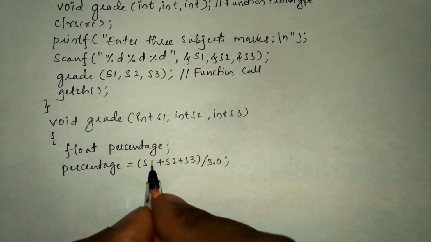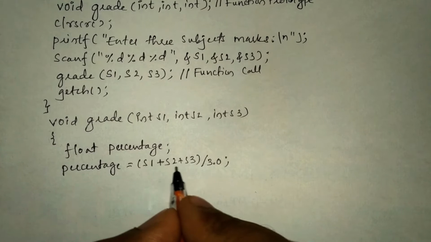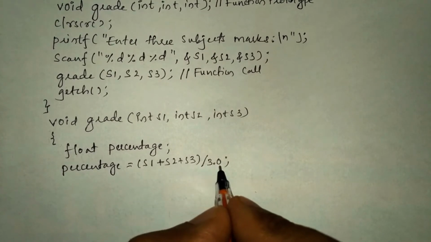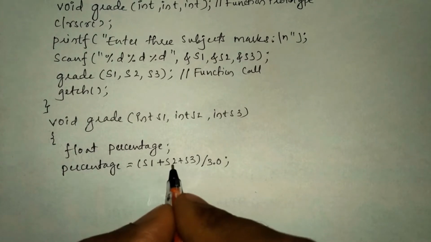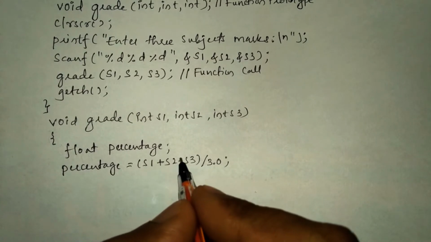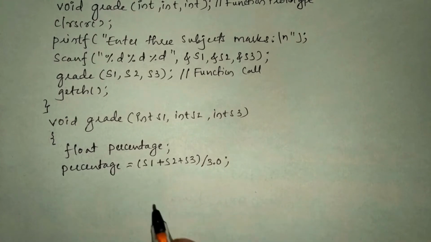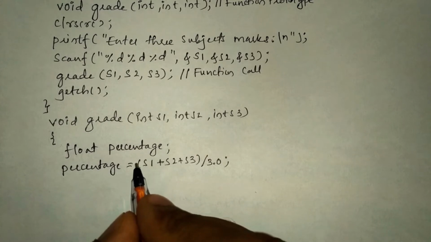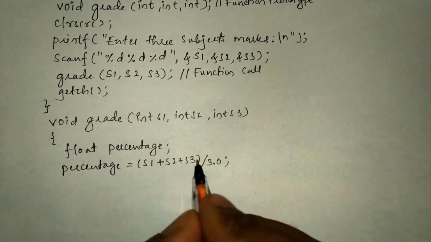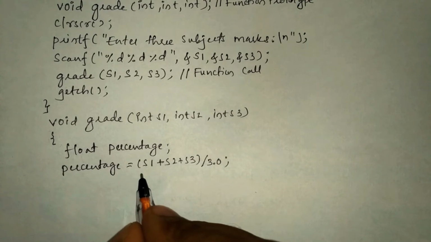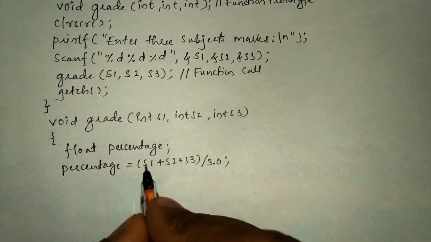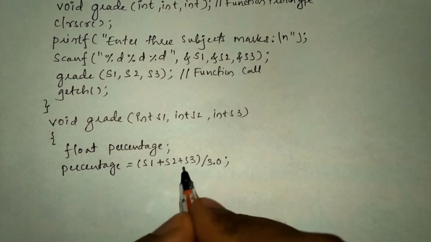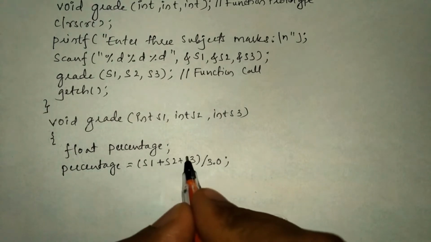So we have to put bracket. If we do not put bracket for s1 plus s2 plus s3, then it is going to divide s3 by 3.0 and it will be added to s1 plus s2, which crosses more than 100%. So that gives the wrong result. So that's the reason we have to put s1 plus s2 plus s3 in a bracket, because bracket has got the highest priority. First we have to add all the three subject marks, then divide by 3.0. So the whole division can be written in brackets.